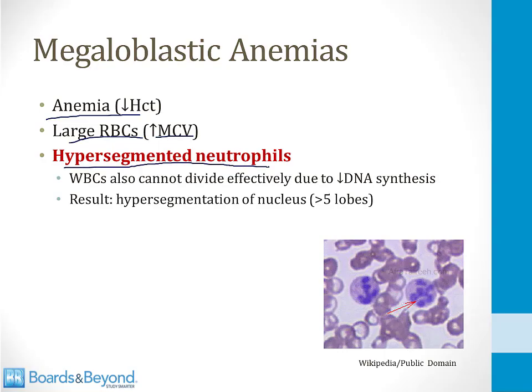the peripheral blood smear. The reason these develop is because the white blood cells, including the neutrophils, also cannot divide effectively due to decreased DNA synthesis. As a result, the neutrophils will develop hypersegmentation of the nucleus, and hypersegmentation means that there are greater than 5 lobes. This is a picture of a hypersegmented neutrophil shown on the screen here. You should get used to seeing this picture and be able to recognize it because it's commonly shown in exams to test whether students can recognize that that is a finding that indicates a megaloblastic anemia.